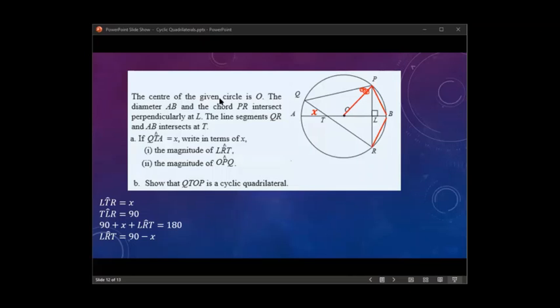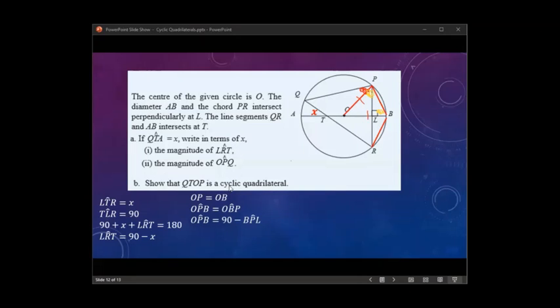Now I can write OP is equal to OB, because OP and OB both are radii of this circle. OP is equal to OB. And since OP is equal to OB, this OPB angle will be an isosceles triangle. So these two angles should be equal. So OPB and OBP angles must be equal. So I have stated that here.